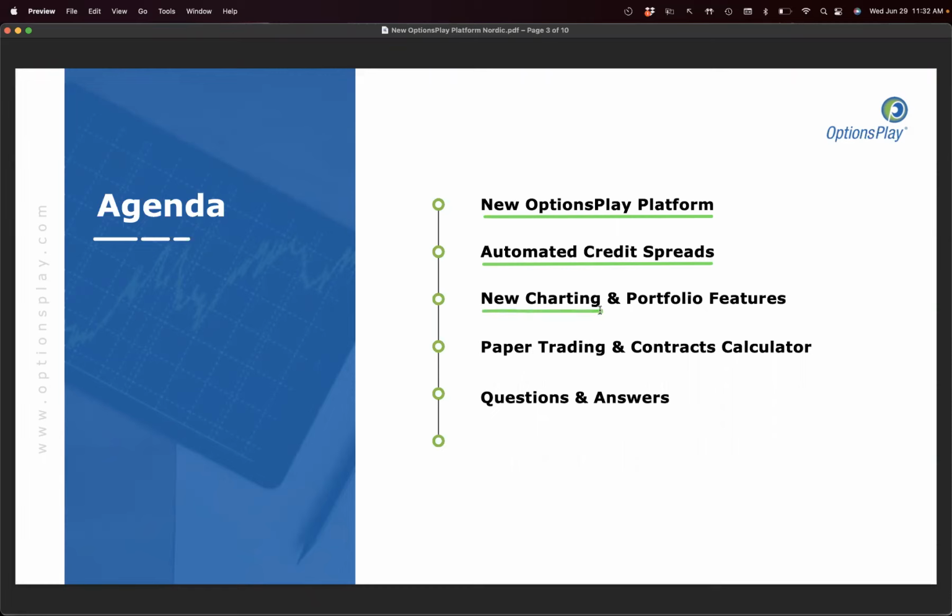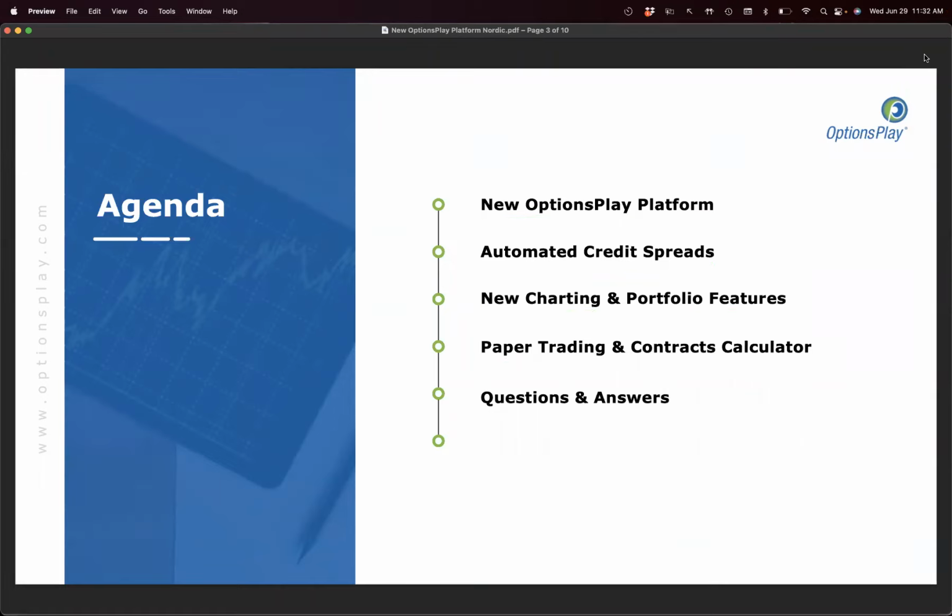We've added a brand new charting package, which includes new charting capabilities in terms of indicators, as well as being able to save your indicators and draw on the charts themselves. We have a new portfolio feature, including paper trading, so that you can now truly paper trade using our new portfolio tool, one-click trade, and a new contract calculator to help you stay out of trouble, making sure that you size each trade accordingly. And then at the end, I'll open this up for a Q&A.